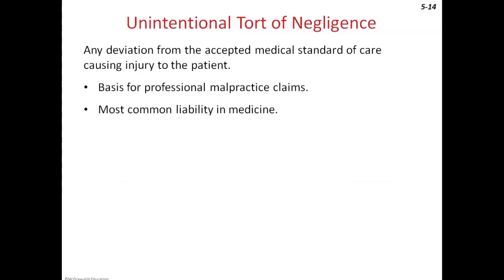The unintentional tort of negligence is the basis for professional malpractice claims and the most common liability in medicine. So when healthcare practitioners are sued for malpractice, the term generally means any deviation from the accepted medical standard of care that causes injury to a patient. Hospitals have also been found guilty of negligence because they also have a duty of care to patients, including to only grant privileges to competent physicians, to supervise medical treatments, and to review competence of these physicians regularly.